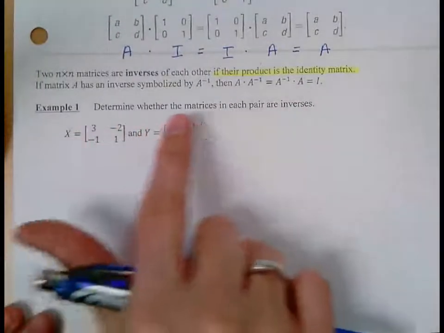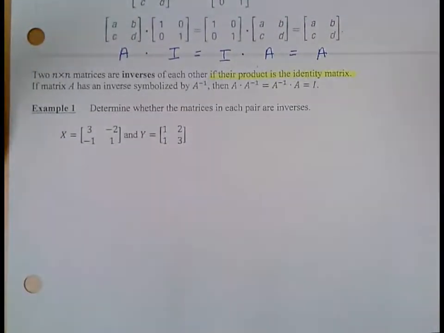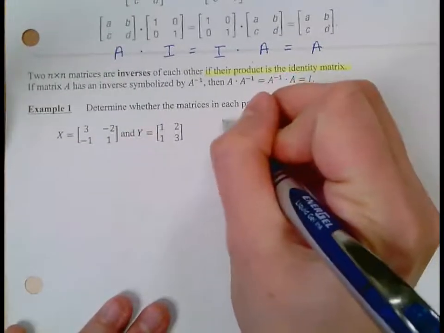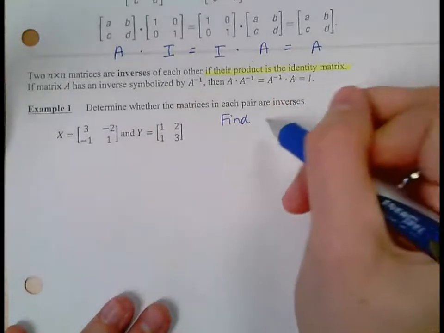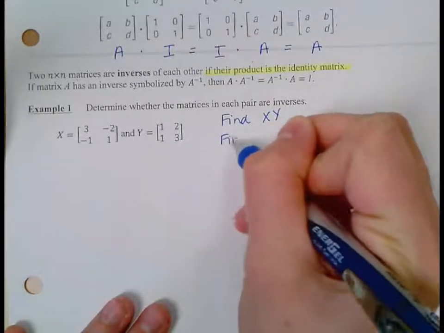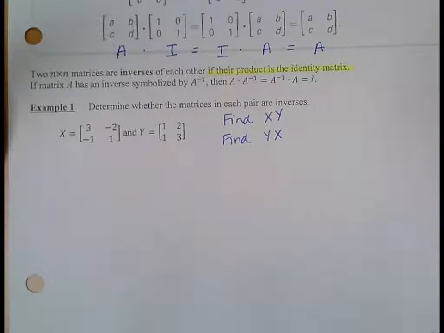So in order to determine whether two matrices are inverses, for this example, x, y, this is what you would need to do. If they are inverses, you need to find two different products. So you need to find the product x times y, and you also need to find the product y times x, because in general, again, that commutative property is not true with matrices, so if we do flip the order that we multiply, it could change our answer.